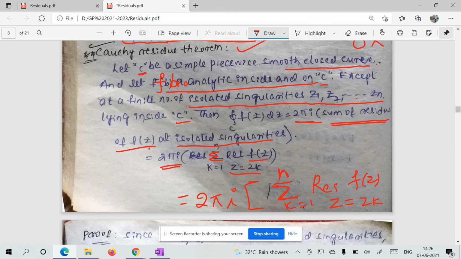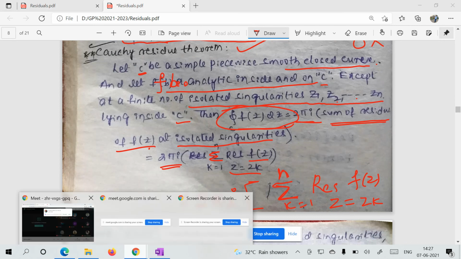Then we have to add them. The sum of these residues of f(z) at the isolated singularities, multiplied by 2πi, is nothing but the integration of f(z) dz over the contour C. This is the Cauchy residue theorem. Simply, the value of the integral of f(z) dz is 2πi multiplied by the sum of the residues of the function f(z) at the isolated singularities.